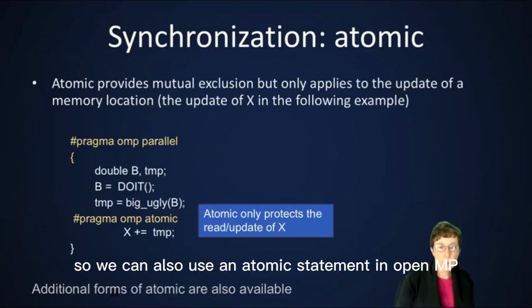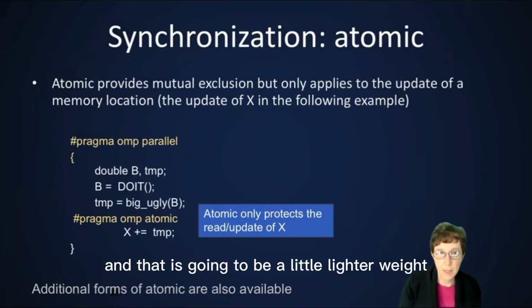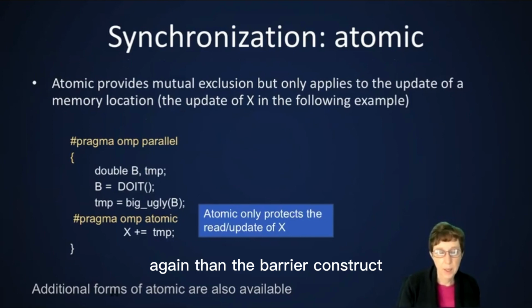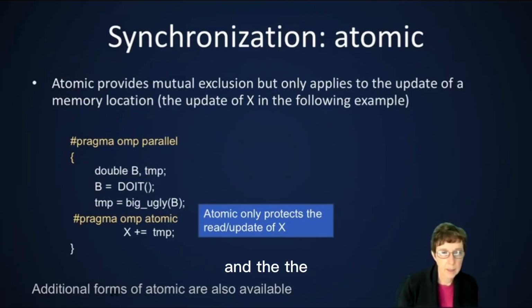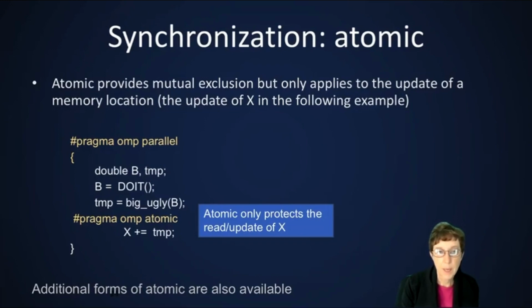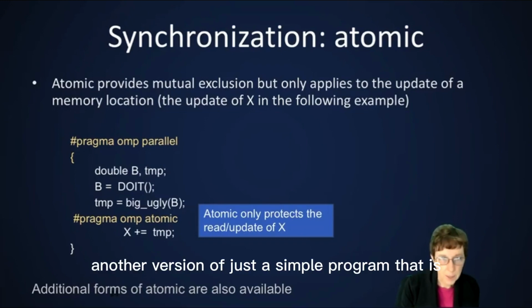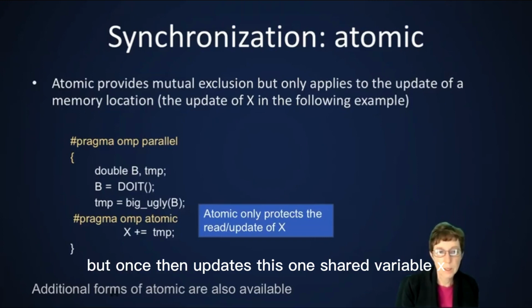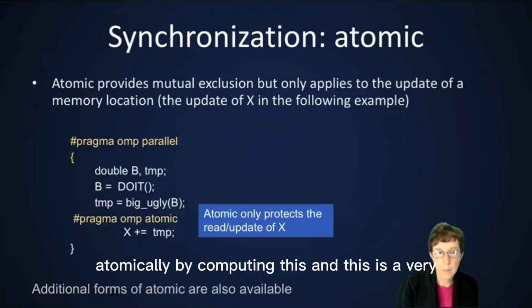We can also use an atomic statement in OpenMP, and that is going to be a little lighter weight again than the barrier construct. The atomic statement says that a particular statement is going to execute atomically. Here's another version of a simple program that is doing a whole bunch of work, but wants to then update this one shared variable x atomically by computing this.